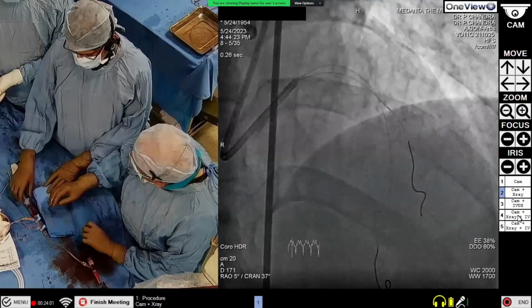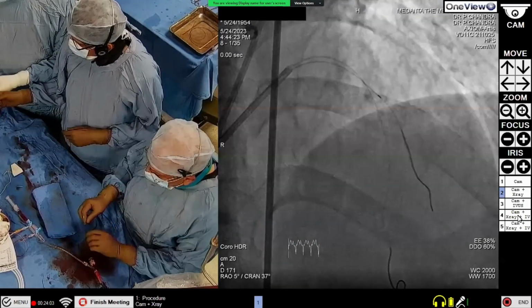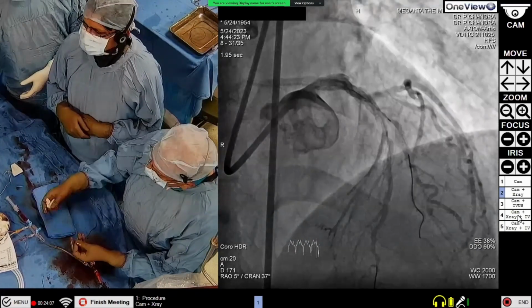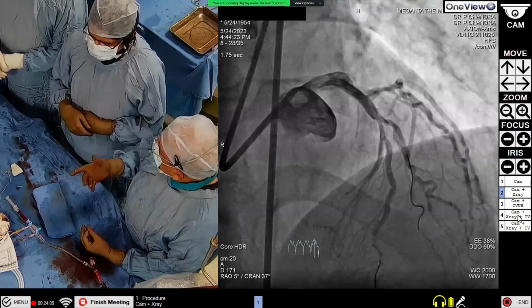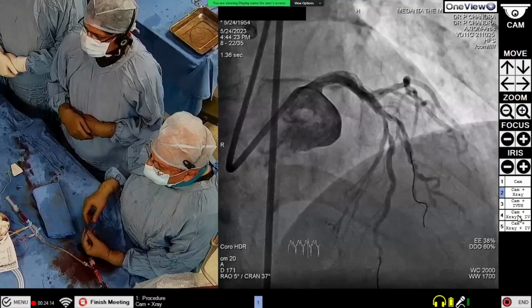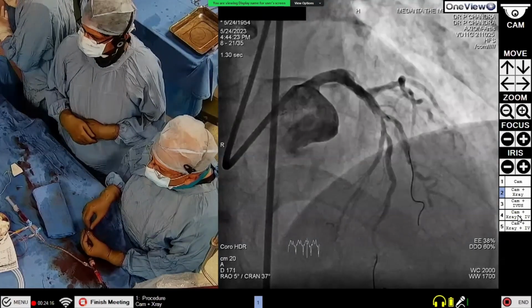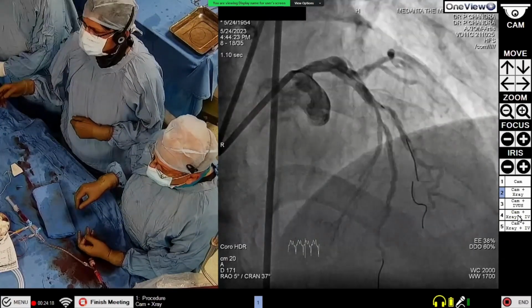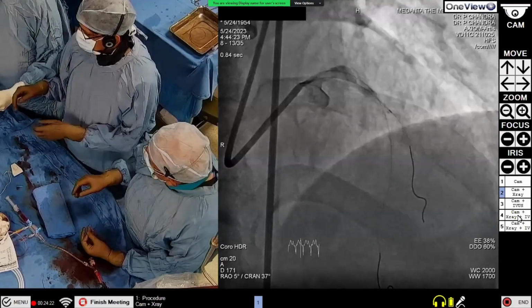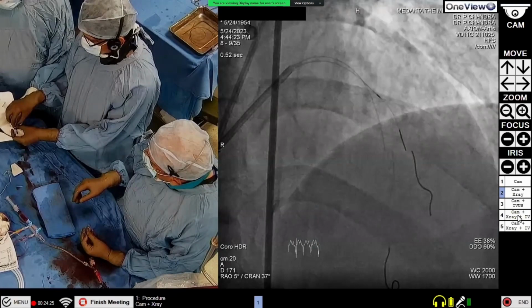Okay, so we'll take the shock wave, 3 millimeter shock wave. We'll go directly with the shock wave. However, sometimes if the lesion is very tight, we may have to pre-dilate, and sometimes even do a rotablation first. But in this case, I think there is no need to do a rotablation. There is no need to do anything else. We will just do that shock wave straight away.